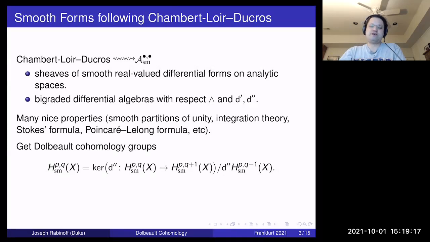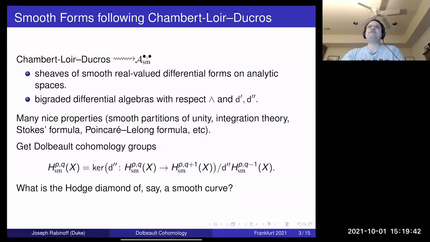By the way, I'm using the subscript SM to stand for smooth, and you'll see in a minute why I'm making that distinction. For me also, the Dolbeault cohomology groups will all be with respect to d double prime. There's an involution that switches d prime and d double prime, so you just choose one and then stick with it. It doesn't really matter.